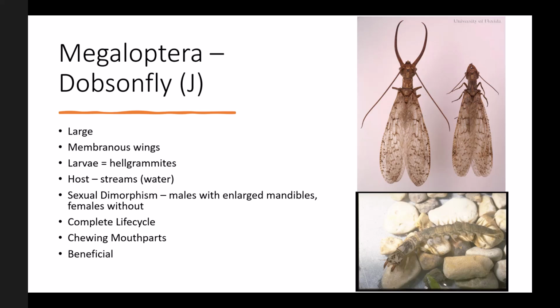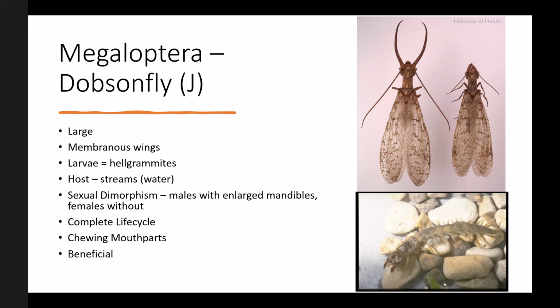This study session is covering two very closely related orders, Megaloptera and Neuroptera. Megaloptera are the Dobson flies. In previous versions of this guide, they were grouped together in Neuroptera, but now they've been separated out and they're in their own order called Megaloptera. Dobson flies are very, very large insects. They have very membranous or lacy or mesh-like wings with lots of veins running through them. They have a complete life cycle, and the larvae are called hellgrammites.